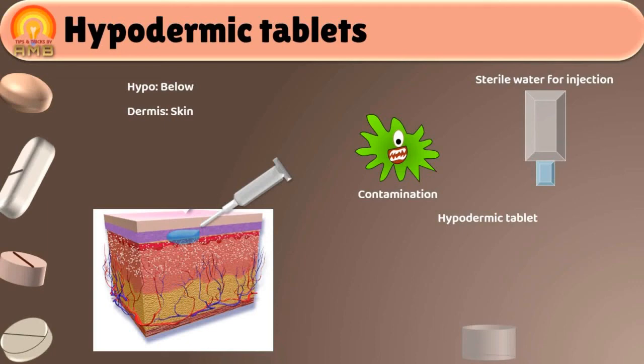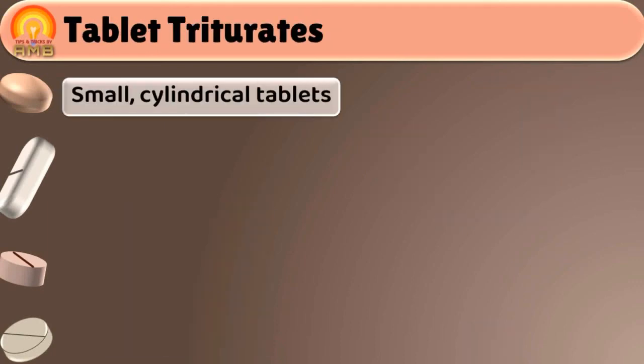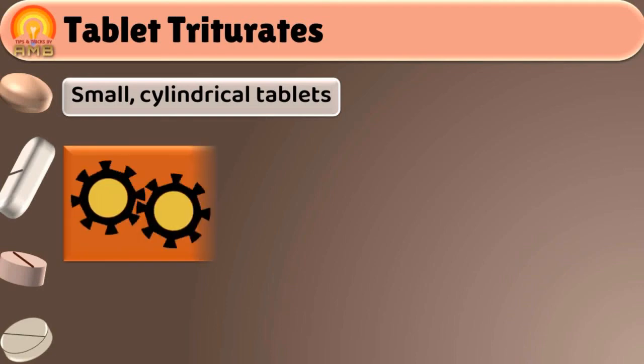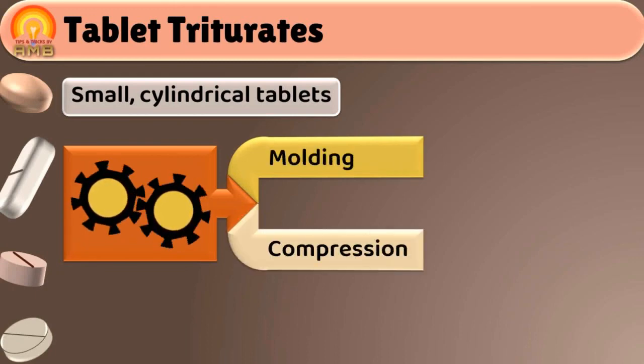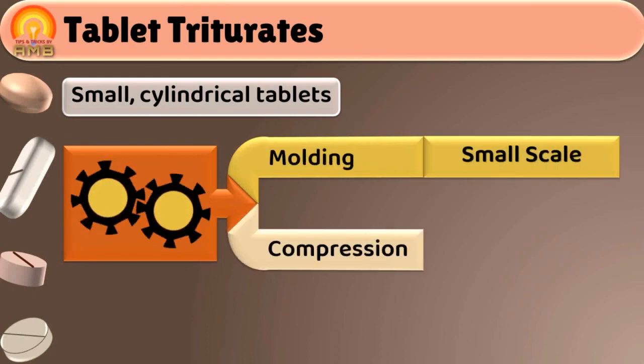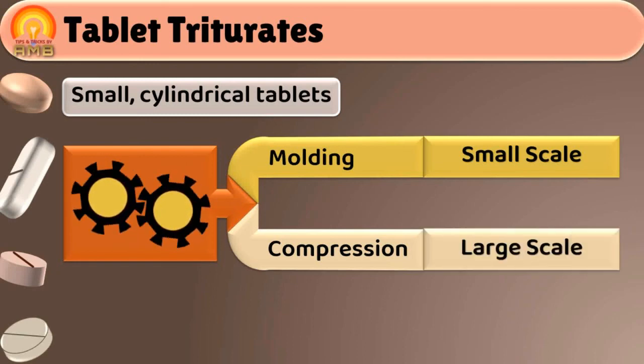The next type is tablet triturates. Tablet triturates are small cylindrical tablets prepared by molding or compression. On a small scale in the laboratory, these are prepared by the molding method by pharmacists, and on a large scale these are prepared by the compression method by automatic tablet triturate machines. These tablets contain potent medicaments.